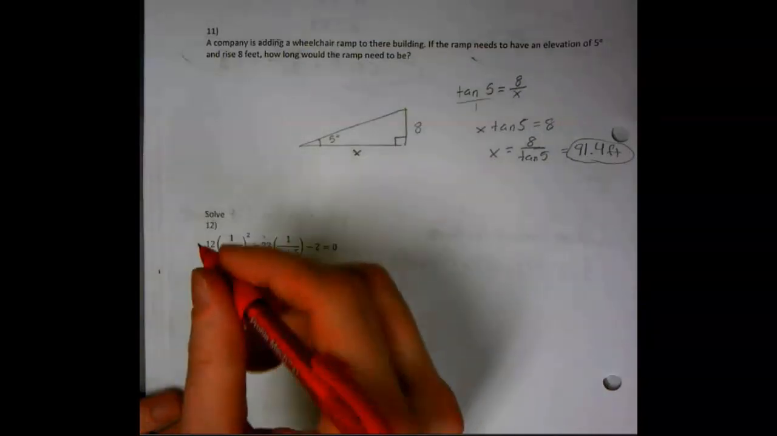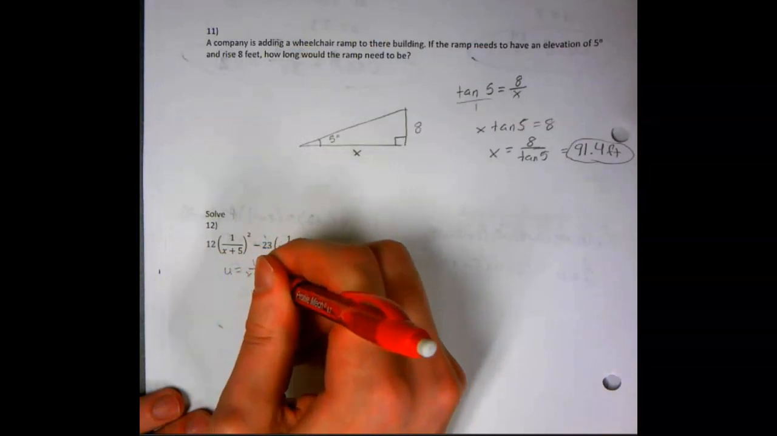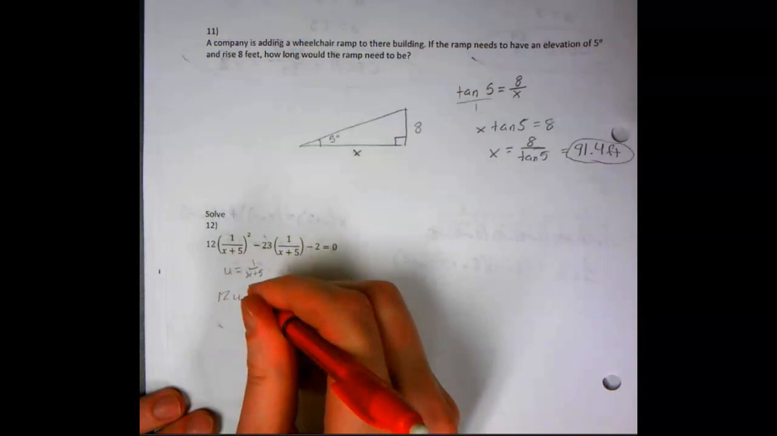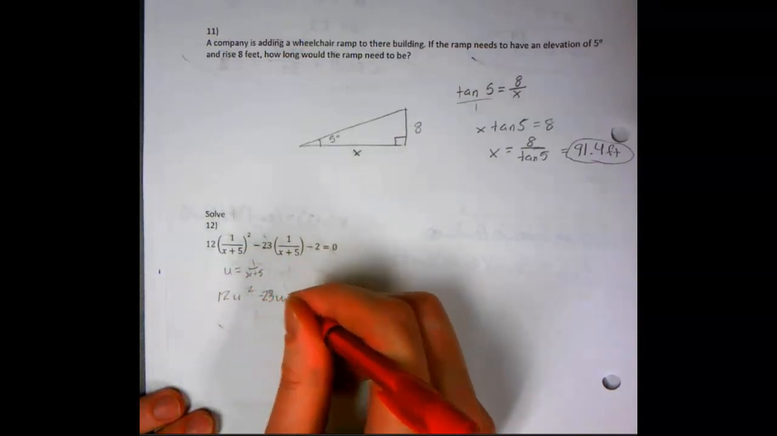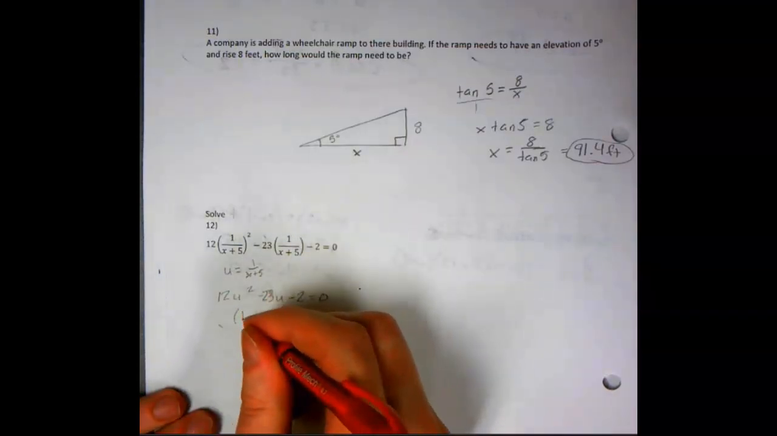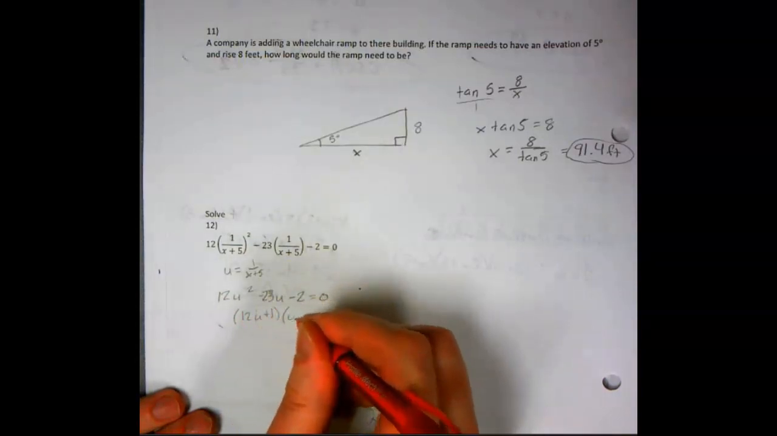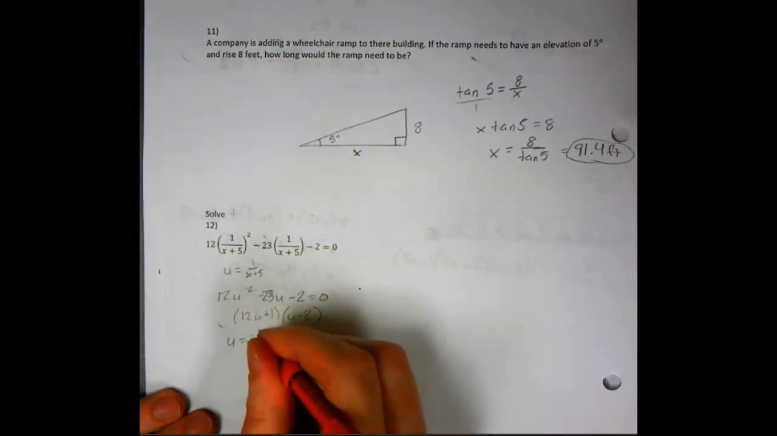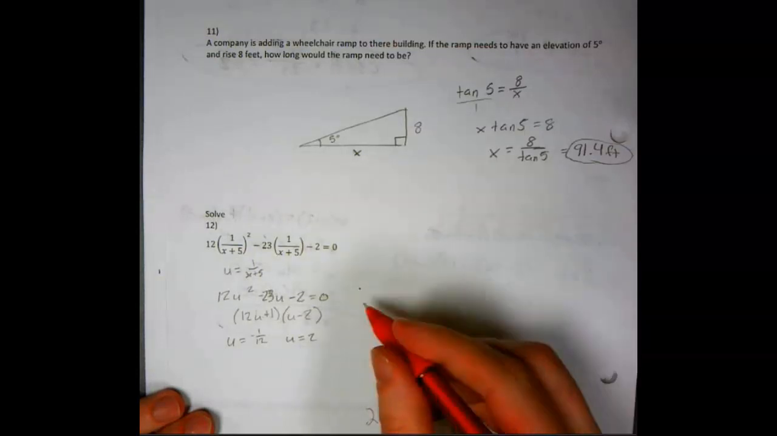For our last problem, we're just going to use that u substitution that we were using in the previous unit. So 12u squared minus 23u minus 2 equals 0. Factor this. So u can equal either negative 1/12 or 2. We're going to plug these back in.